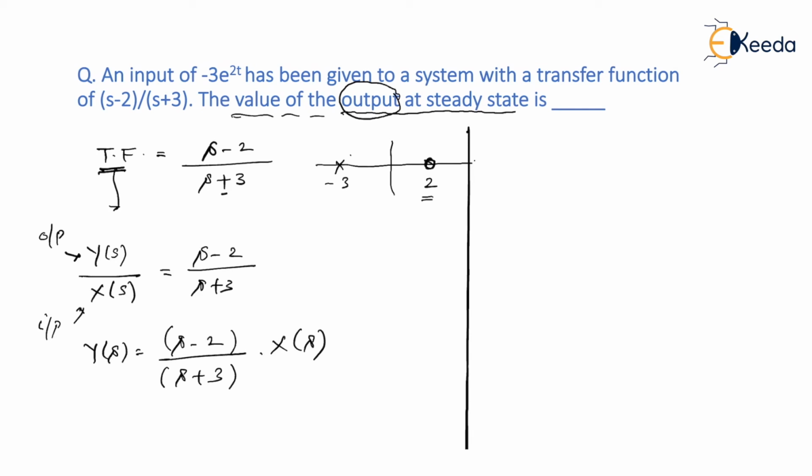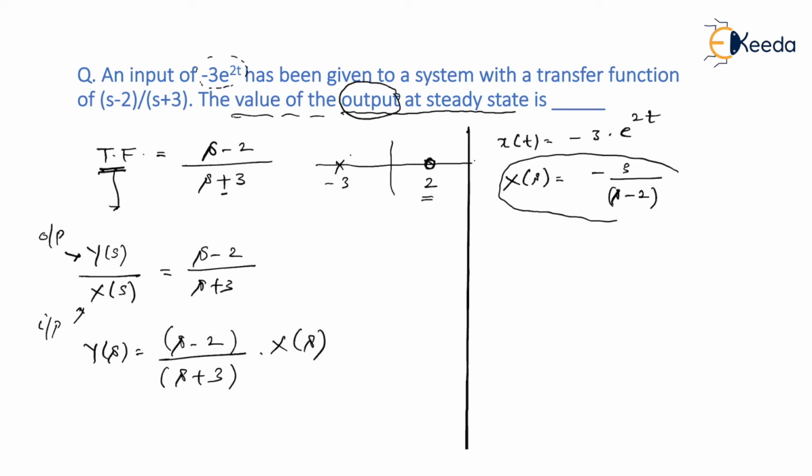Now, if you have noticed, input is given. This is your input, right? So actually x(t) is equal to what? It is -3 times e to the power positive 2t. It means by taking Laplace, you will get X(s), which is equal to -3 upon (s - 2). Am I right? So since now we know what is X(s), we can actually substitute, let's say in equation number 1.